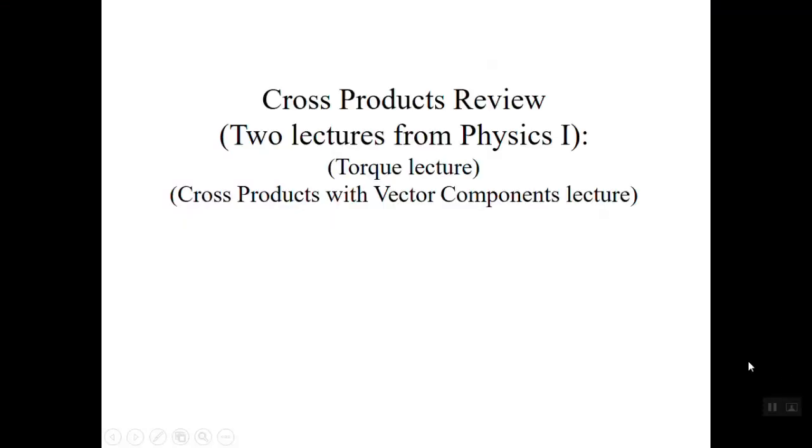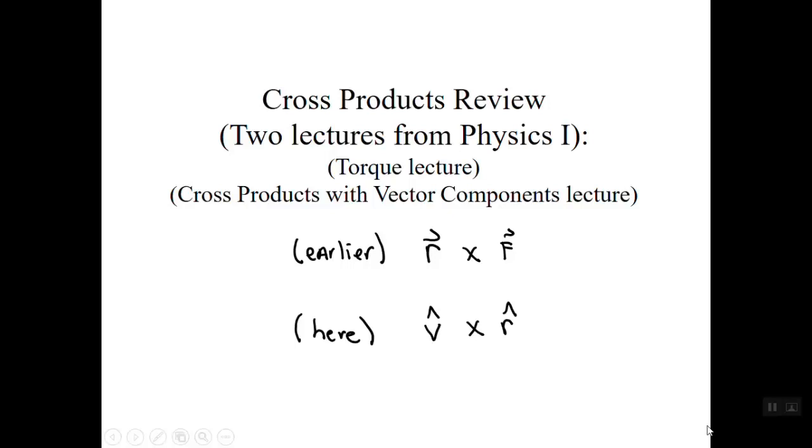We also have 2 mechanics lectures showing how to compute cross products for the physical quantity of torque, which is the cross product of a position vector, r, with a force vector, F. Now, this is a completely different physical quantity from the cross products like v hat cross r hat that we'll do in this course. However, the procedures for computing cross products are the same, so you might like to review those mechanics lectures as a refresher.